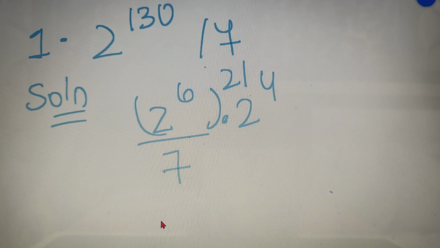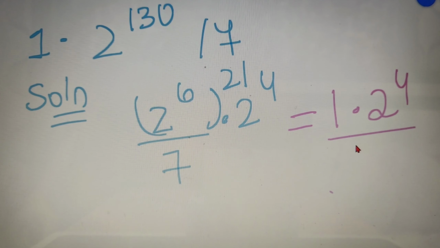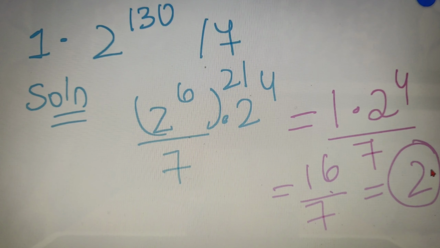So if I use Fermat's little theorem for the first case, then 2 raised to the power 6 whole to the power 21 divided by 7 will give me a remainder of 1. So I will be left with 2 raised to the power 4, and I have to find the remainder when it is divided by 7. So 2 raised to the power 4 is equal to 16, and when 16 is divided by 7, the remainder is 2. So my final answer is 2.